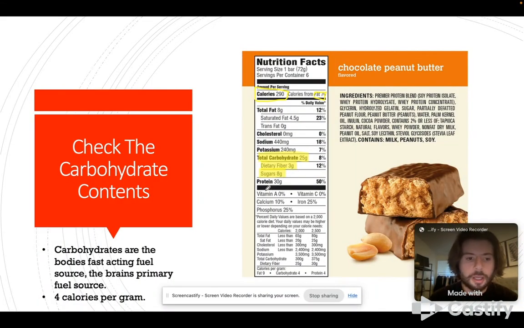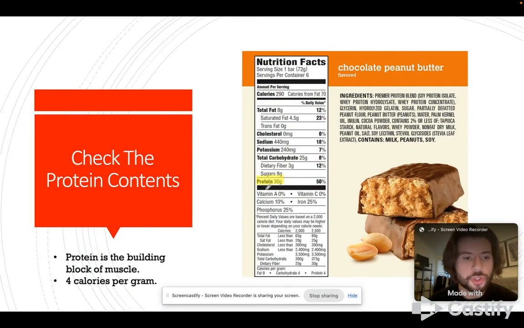Again, moving on, we want to check our protein contents at the way bottom, right? We have 30 grams of protein, which is a significant amount of protein. Protein is the building block of muscle, and like carbohydrates, there are also 4 calories per gram. So we do 30 times 4, which is 120.